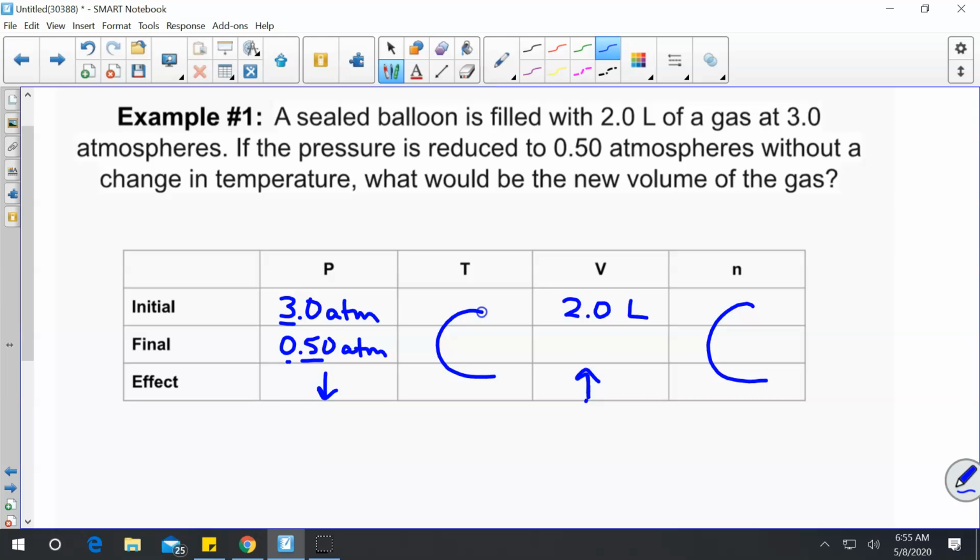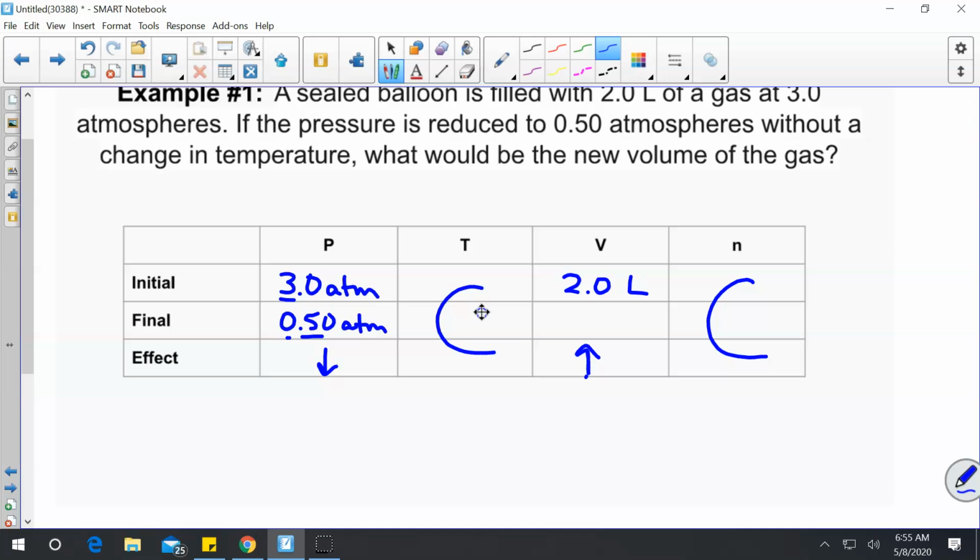What is the effect if I change one? To set up my problem, I start out with 2 liters of the gas, because what I want to find out is my final volume, times a ratio set up so that I get an increase in volume. So I'm going to put 3 atmospheres over a half of an atmosphere. Atmospheres should cancel. Doing the math, my answer comes out to be 12 liters. So that was Boyle's Law.